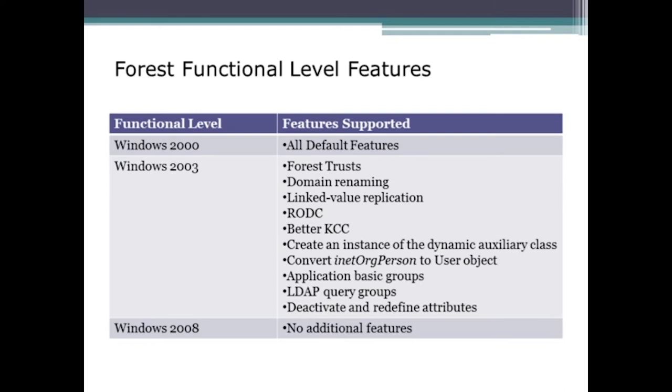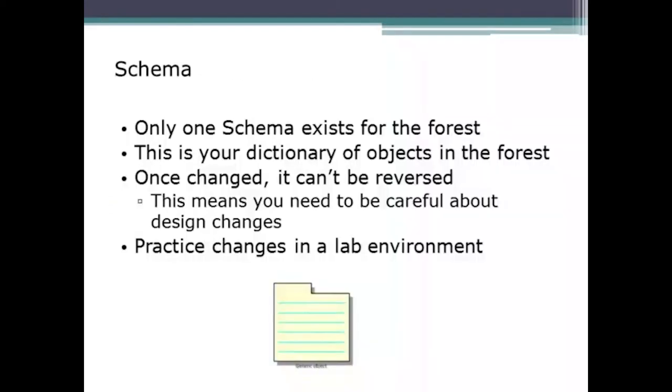But remember, it was actually in Server 2008 that we actually got a server that could operate as a read-only domain controller. Now, the schema is something that exists forest-wide, and the schema is a dictionary of the objects I can create in the forest. I mean, if you want to create a domain, you want to create a user, you want to create a group, what are those objects? How do you define them? And what attributes can I configure on them? And that is defined by the schema.